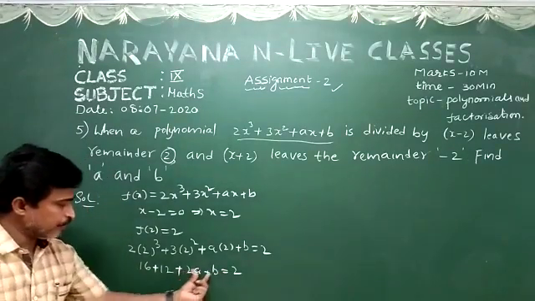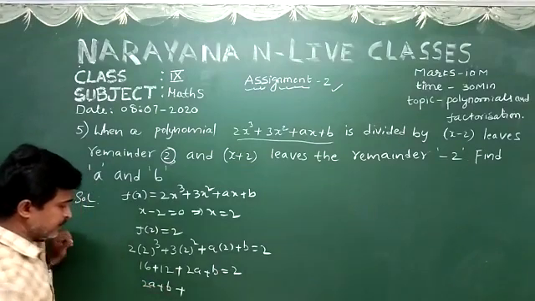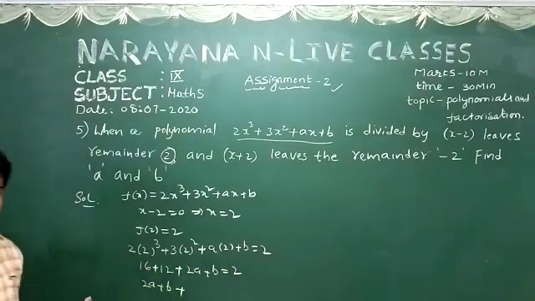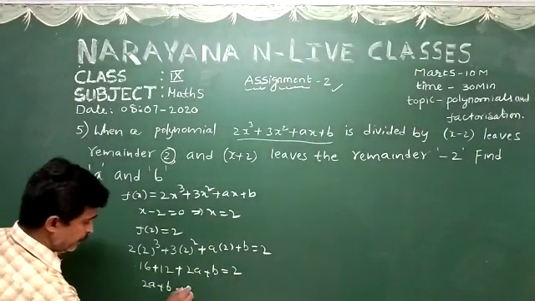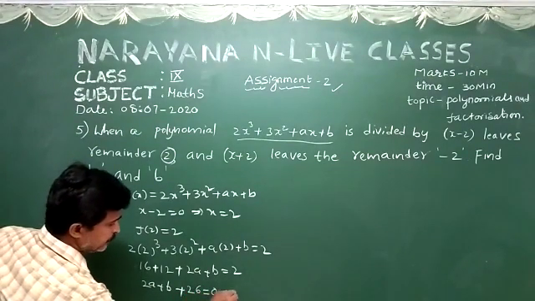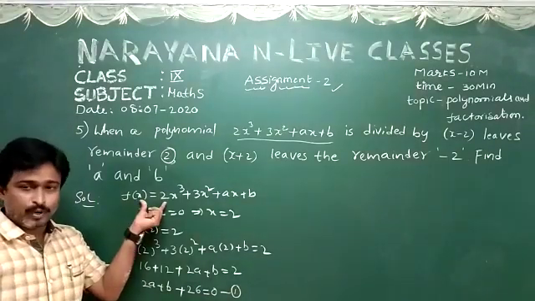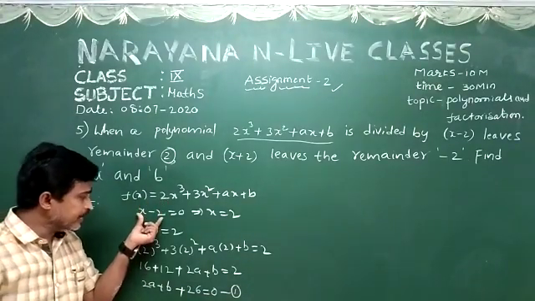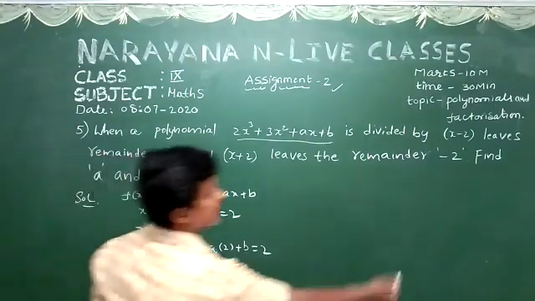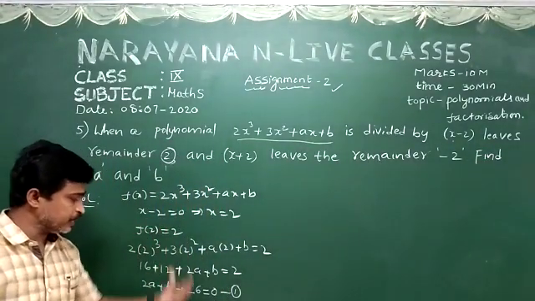Here observe 2a plus b, plus 16 plus 12 is 28. 2 transfer to left side, 28 minus 2 that is equal to 26, that is equal to 0. This is equation number 1. Okay, I have to observe once. This is the given polynomial, so this is a linear expression. Given divided by x minus 2 leaves remainder 2, so replace 2 in the given polynomial. This is the first equation.